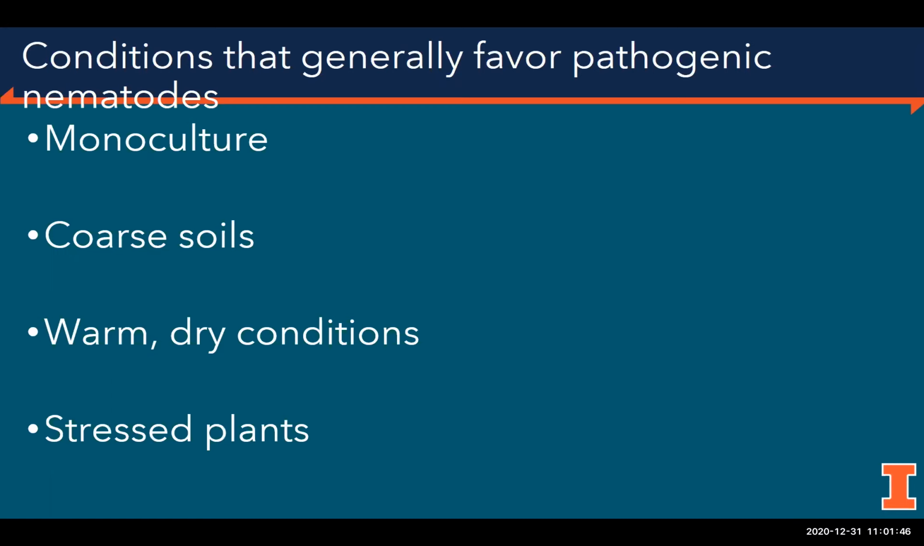The other thing to keep in mind, when you have a healthy plant, the root systems are larger and the plant can tolerate infections much better. So especially in our field crops, they can tolerate a pretty good slug of nematodes before you're going to see significant losses.